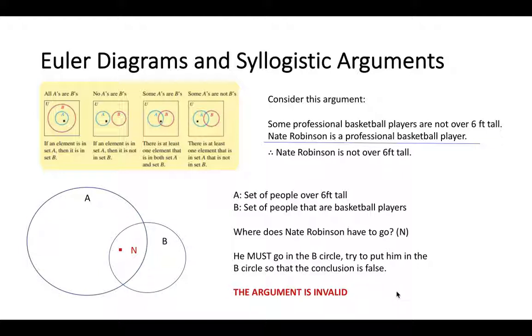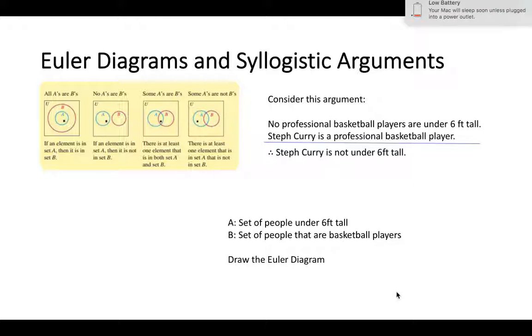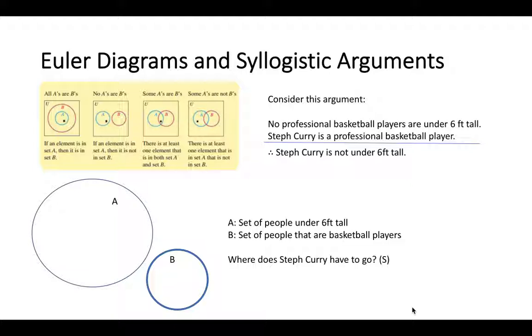Okay, let's look at another example. No professional basketball players are under 6 feet tall. Steph Curry is a professional basketball player. Therefore, Steph Curry is not under 6 feet tall. Premises, conclusion. Which of these diagrams should I use? Yes, the diagram we should use is those disjoint circles, because no basketball players, here's the basketball players, are under 6 feet tall. A is the set of people under 6 feet tall.